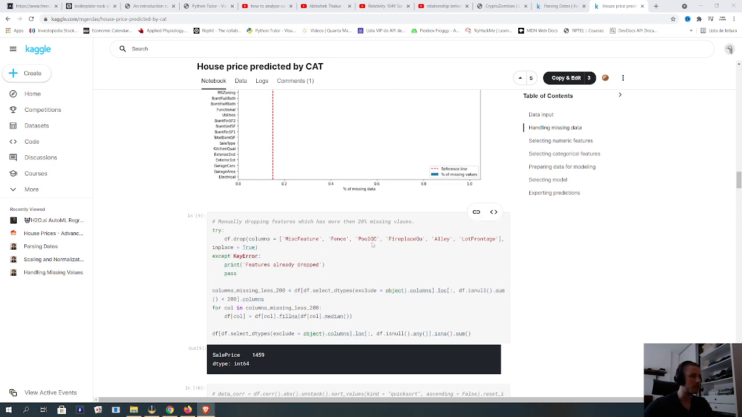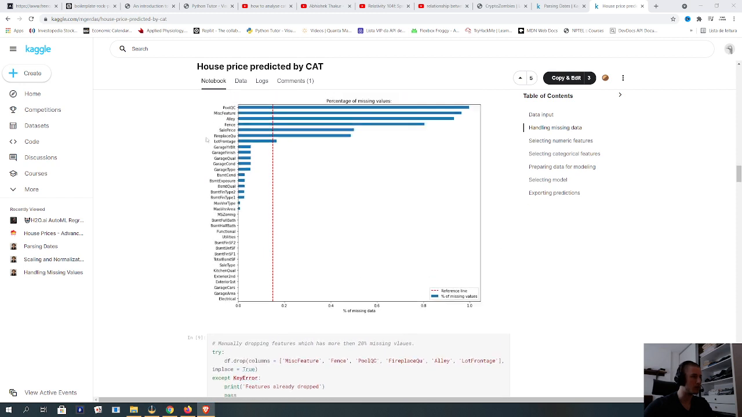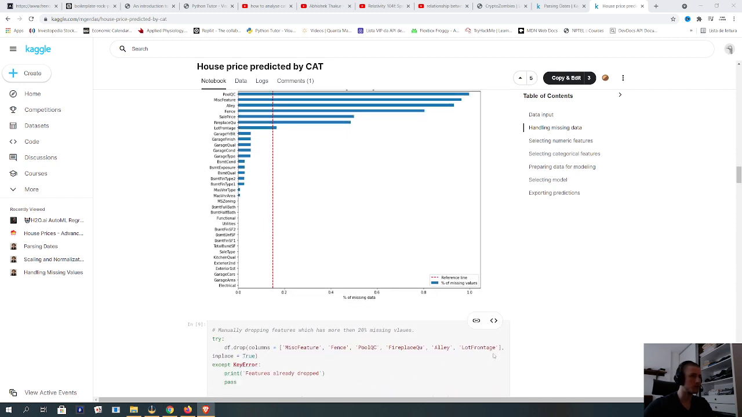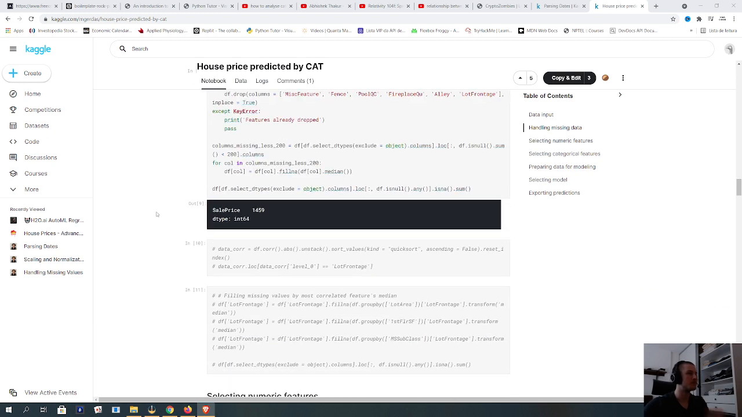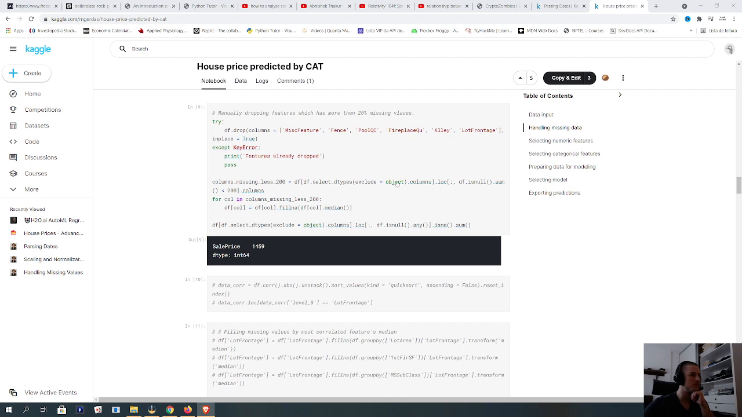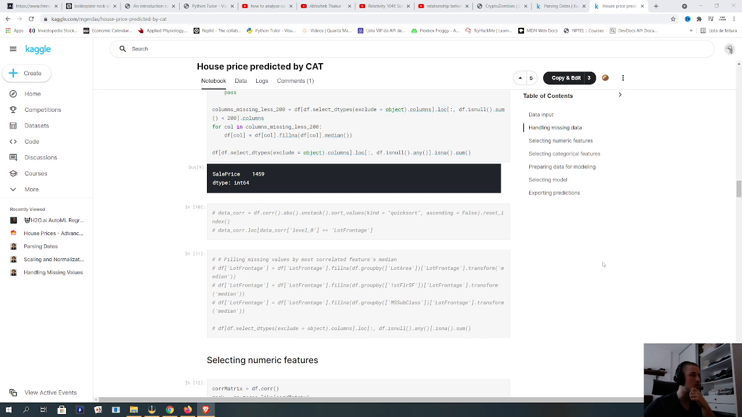Then he's dropping the columns with a lot of null values. The way that I did this is by creating a filter with loc and then creating a for loop to drop them. I'm more interested in the machine learning part of the thing.